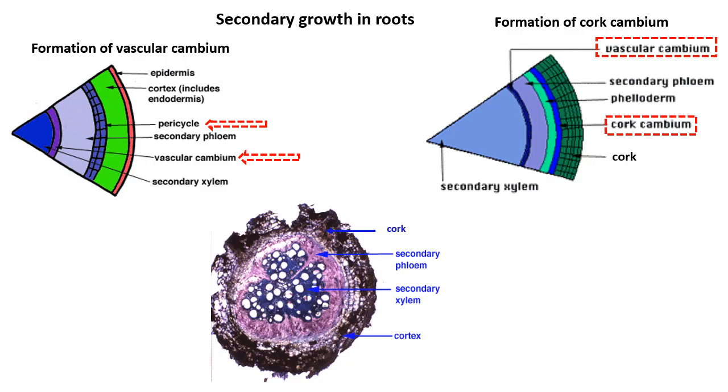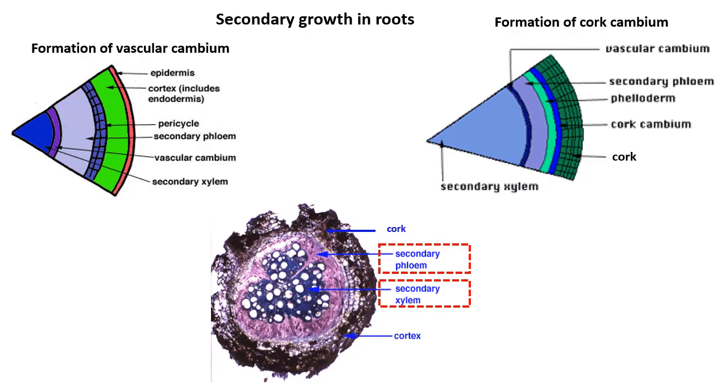So as you can see here, which is the TS of a root showing secondary growth, the vascular cambium forms a continuous ring around the primary xylem and it divides periclinally to give rise to daughter cells that differentiate into the secondary xylem, which is highlighted here, towards the inner side, and secondary phloem cells towards the outer side of the root. Some of the secondary xylem cells differentiate to form medullary rays, which play an important role in radial transport within the root system.